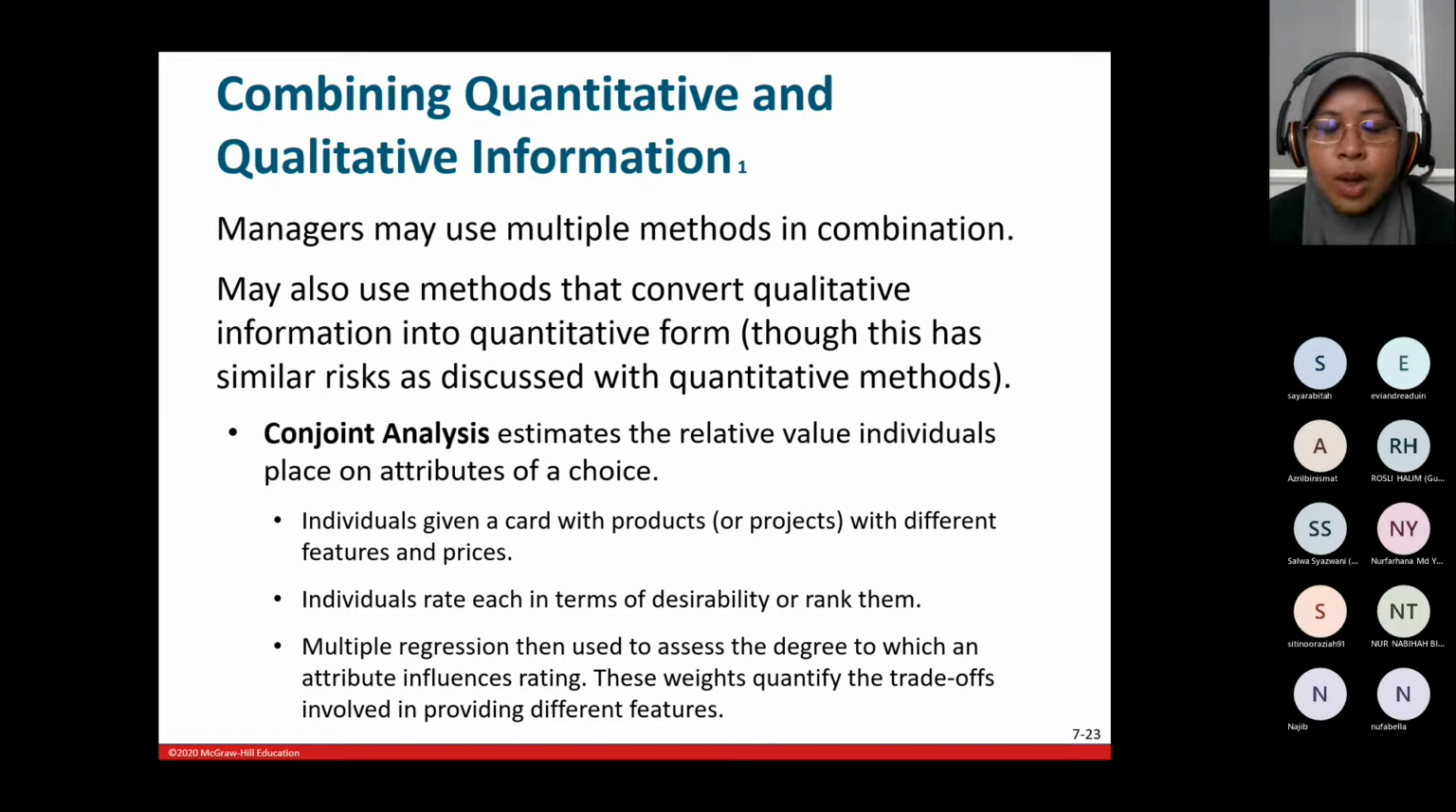So the best way to combine quantitative and qualitative information is through conjoint analysis. It estimates the relative value an individual places on an attribute of a choice. An individual is given a card with a product or project with different features and price, and rates each in terms of desirability or ranks them. Multiple regression is then used to assess the degree to which an attribute influences the rating. These weights quantify the trade-offs involved in providing the different features.